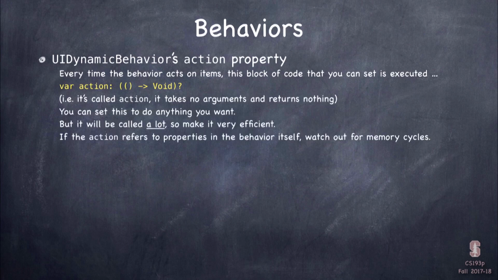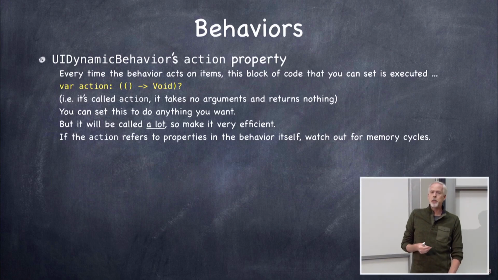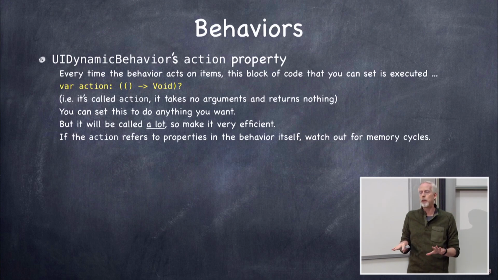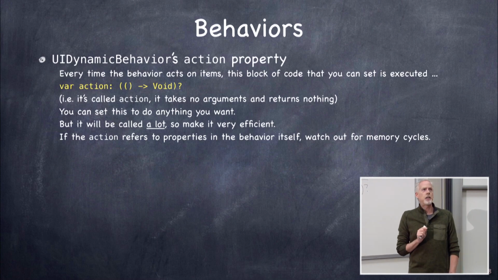Now, UI dynamic behavior has another awesome var that you inherit when you create a subclass, which is action. Action is a closure that takes no arguments and returns nothing. This closure gets executed every time this UI dynamic behavior acts.